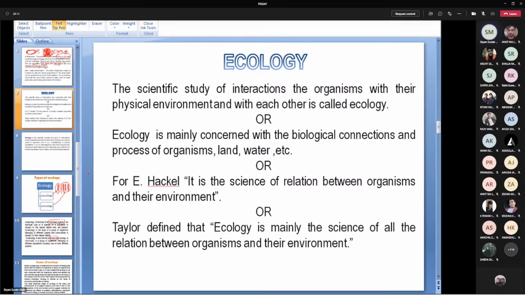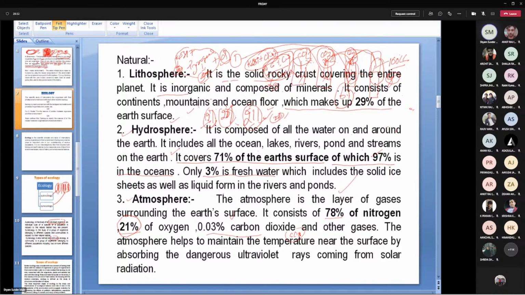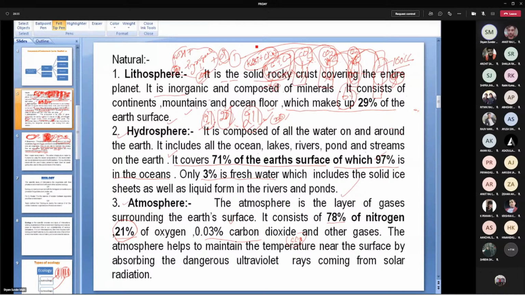Then a third question may be asked: what is the difference between autoecology and synecology? This is the theoretical question I am telling you. Then objective questions may be asked too. Suppose the oxygen percentage is 21, so the question may be: how many percent of oxygen is in the atmosphere? Four options may be given; any one is correct and the other three are wrong.